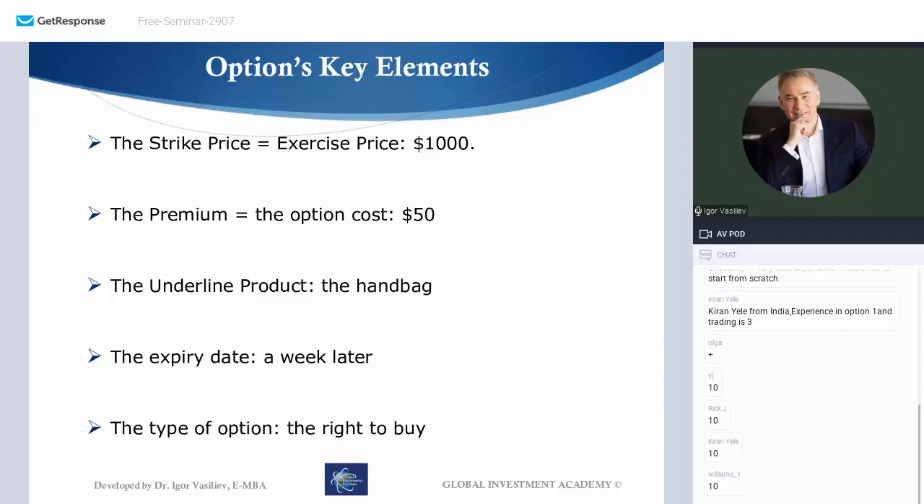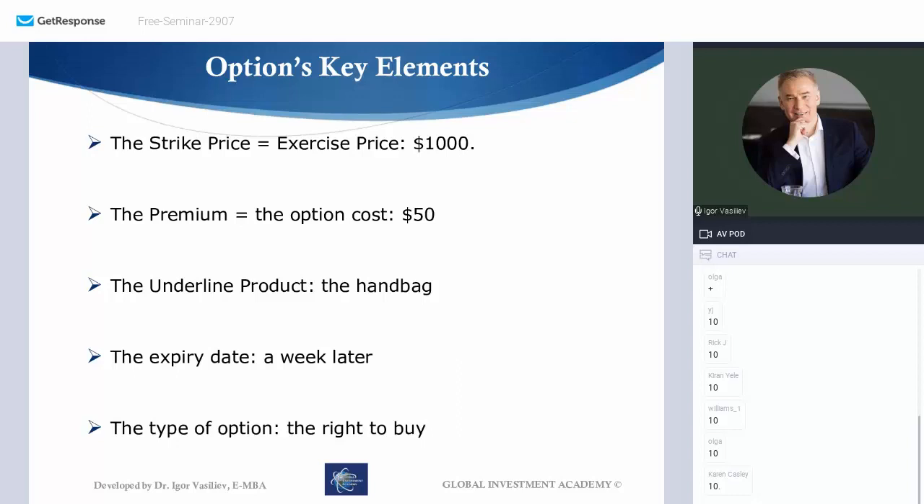So just now we compare the terminology. The strike price, the exercise price, $1,000 in this case. On the stock market, that would be with option trading. It could be $2, $3, $5, $100, $400, $1,000. Sometimes strike price is very different.